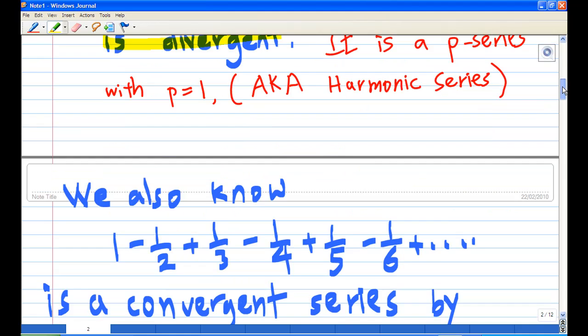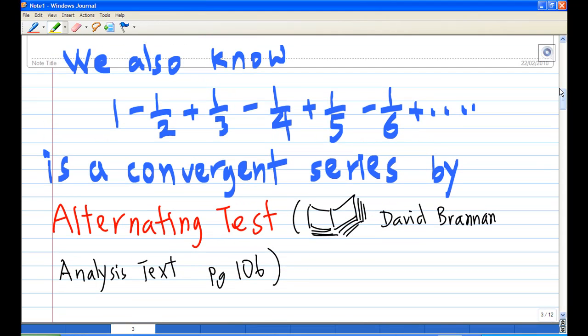Now, we also know that if you change it a little bit, say 1 minus 1/2 plus 1/3 minus 1/4 plus 1/5 minus 1/6, you notice that this is an alternating series, as the terms become positive, negative, positive, negative. We also know that this series is convergent, and the test we use is called the alternating series test. You can refer to David Brannan's analysis text, page 106, for the proof.